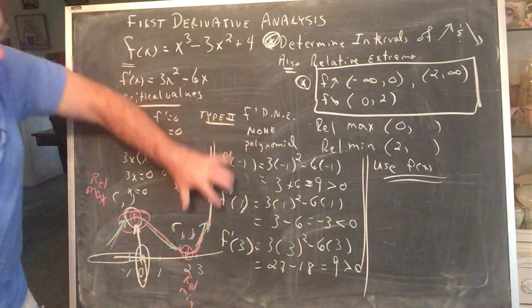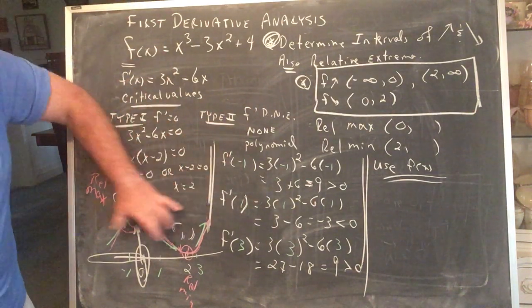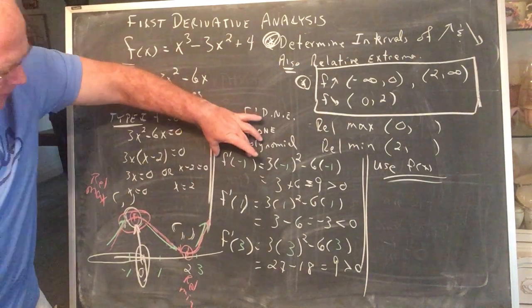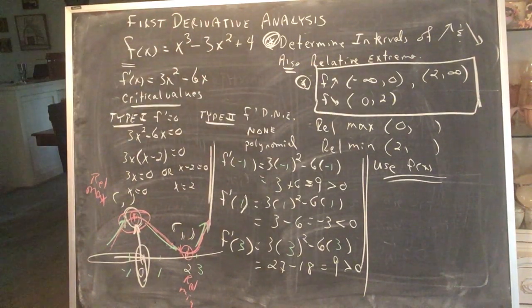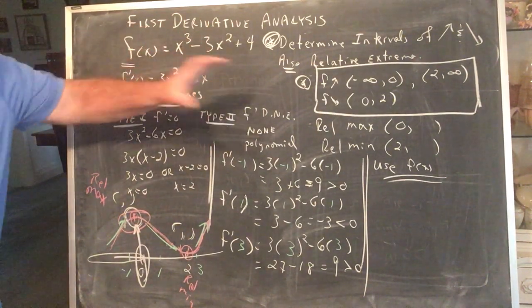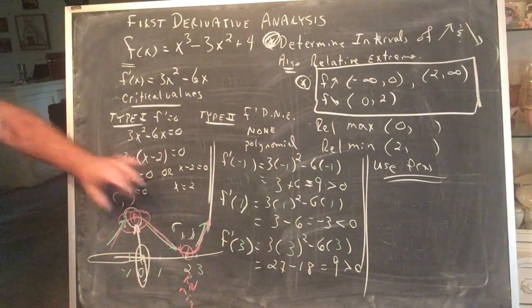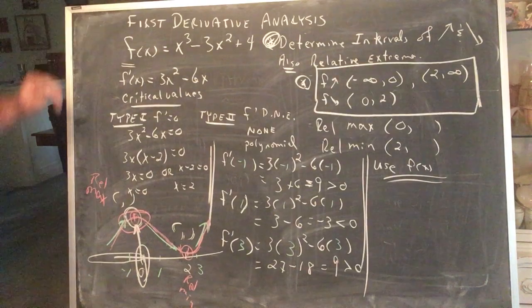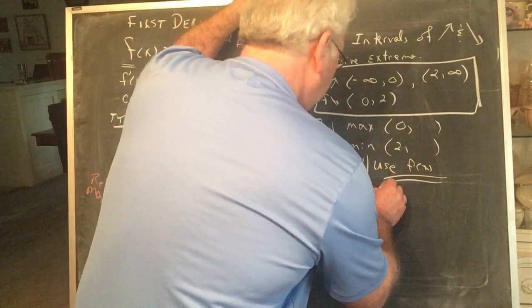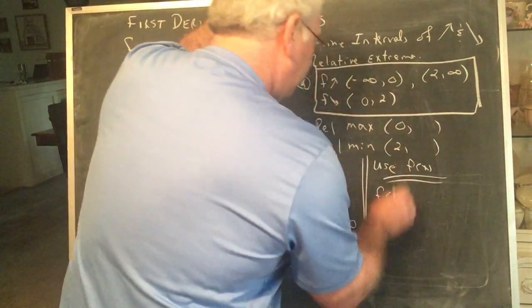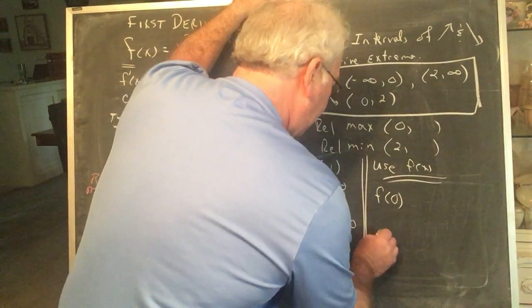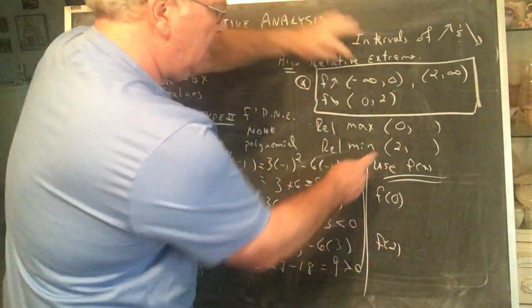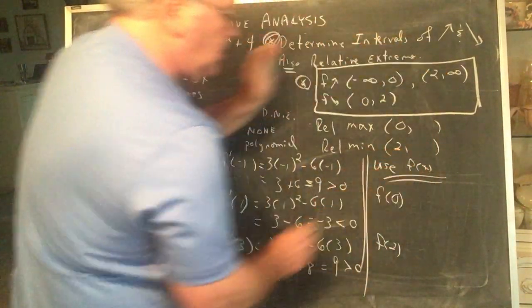But once you've found those increasing, decreasing pieces of information, then the first derivative is no longer used in the problem. We now need to find the coordinates of that point on the curve. To find points on the curve, use the original function. So, we need f of 0, and we need f of 2. These values, we're going to find these y coordinates.